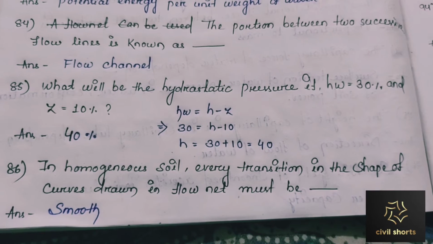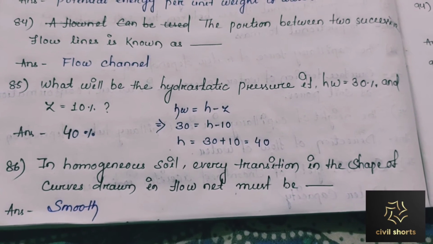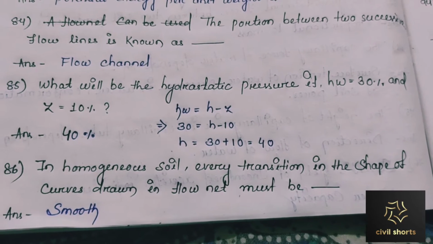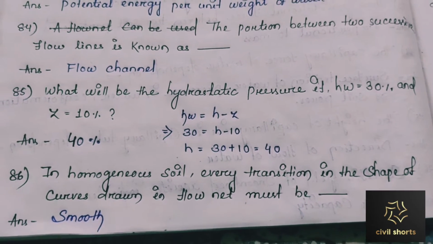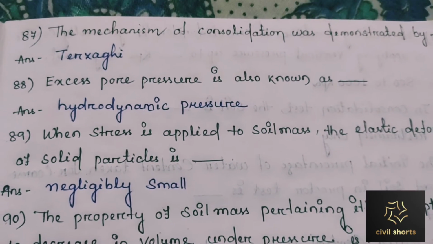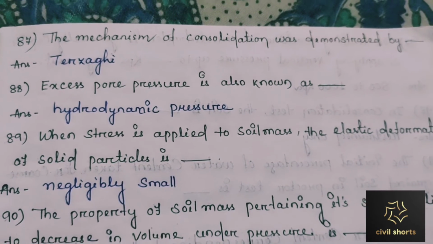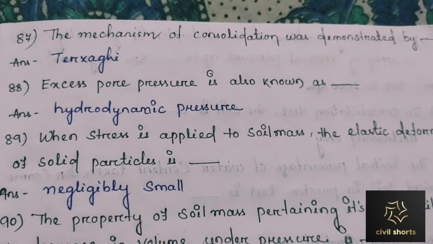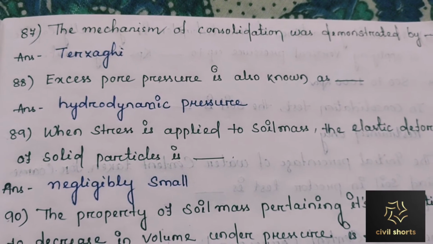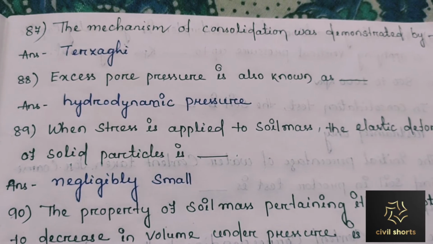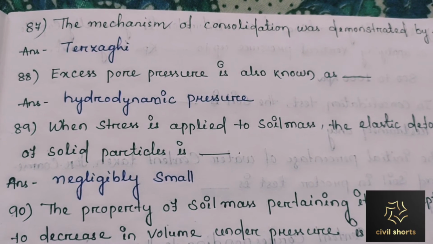Next question. In homogeneous soil, every transition in the shape of curves drawn in the flow net must be dash. The answer is smooth. Question number 87. The mechanism of consolidation was demonstrated by dash. The answer is Terzaghi. Then question number 88. Excess pore pressure is also known as dash. The answer is hydrodynamic pressure.